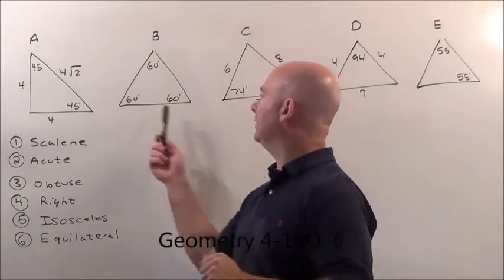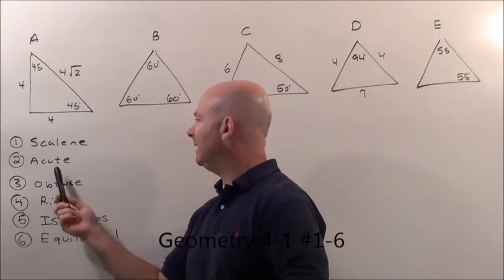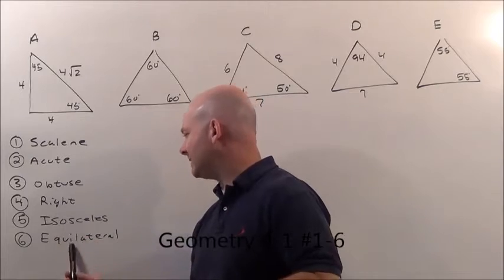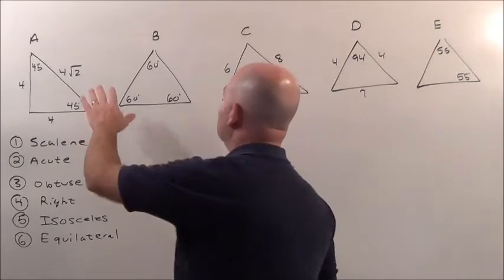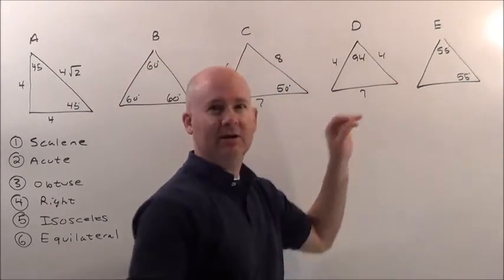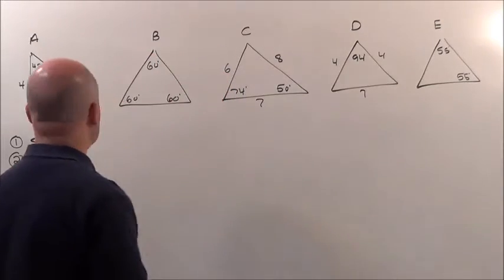Here we have a bunch of triangles, and we're going to classify which one is scalene, which is acute, obtuse, right, isosceles, and equilateral. And we're picking from amongst these up here. So let's figure out which ones are scalene.